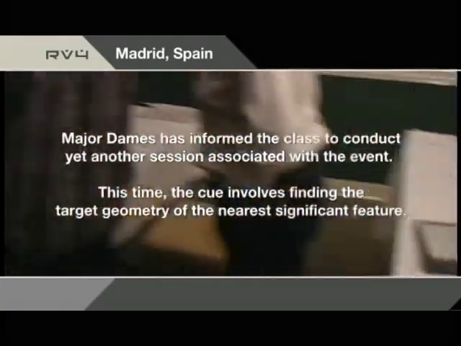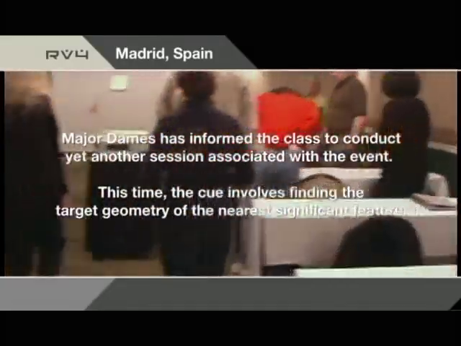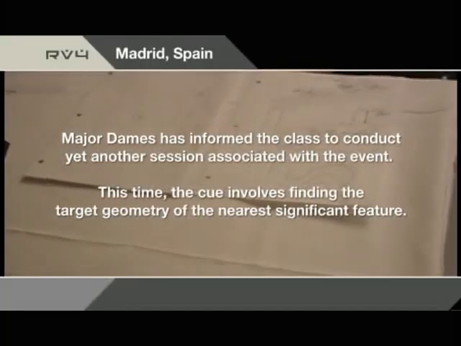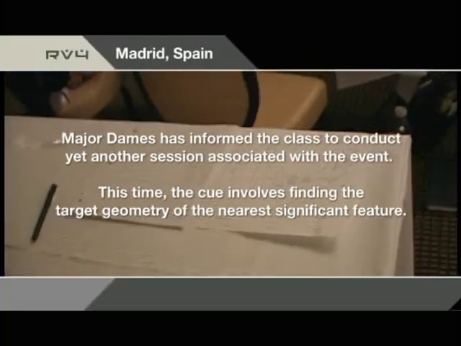Major Dames has informed the class to conduct yet another session associated with the event. This time, the cue involves finding the target geometry of the nearest significant feature.